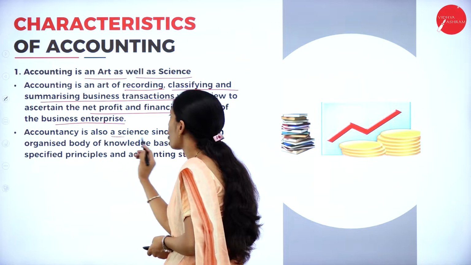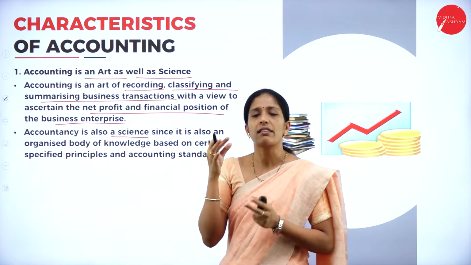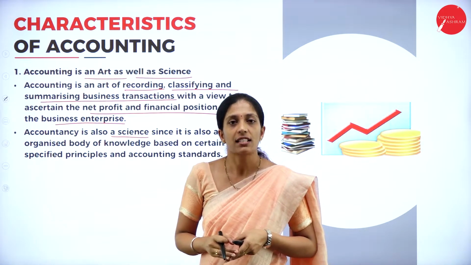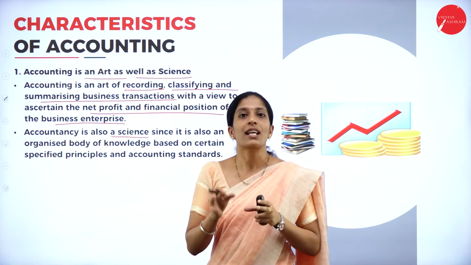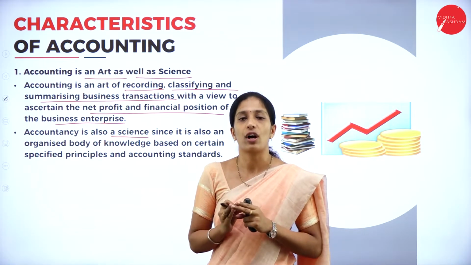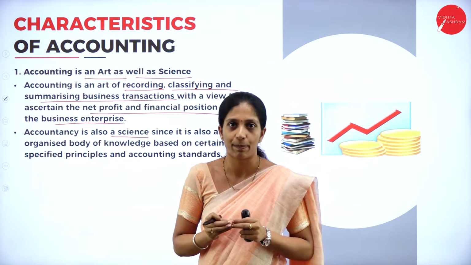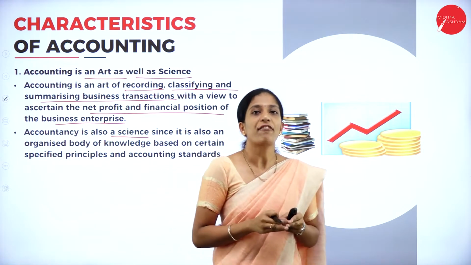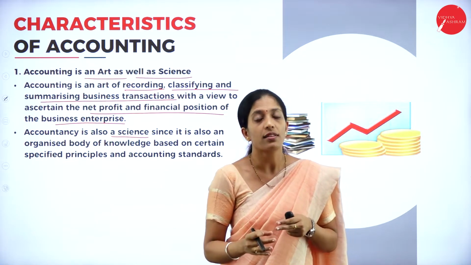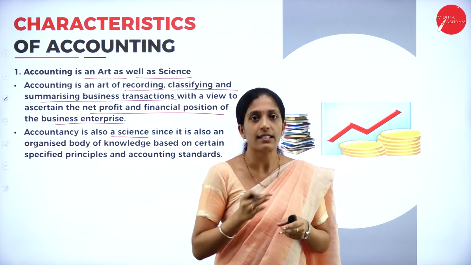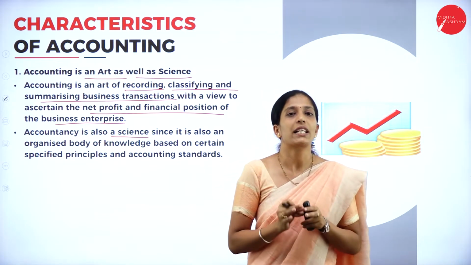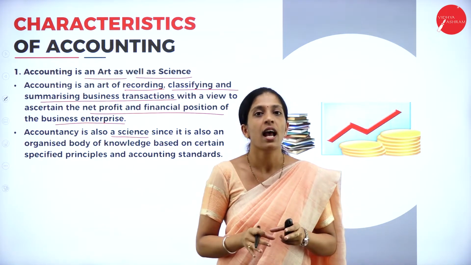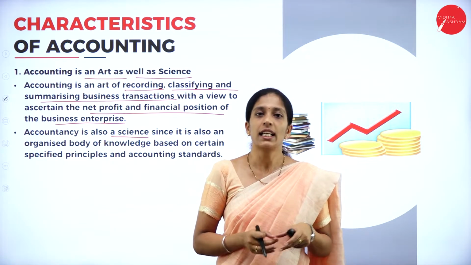Accountancy is also a science because it contains a number of accounting principles and accounting concepts, which we call a body of knowledge. Accountancy is a body of knowledge which contains all the theoretical aspects. It's not just that we are recording the transactions randomly. We have to follow certain principles, concepts, conventions and assumptions. So accounting is called a science because it contains all the theoretical aspects.